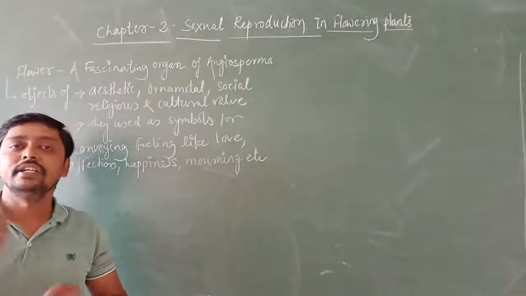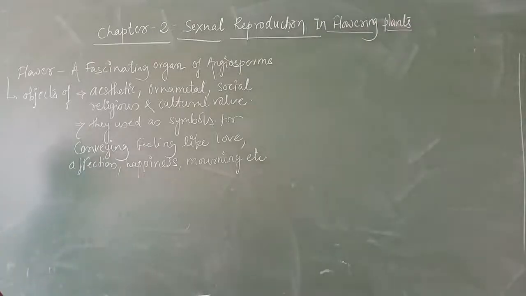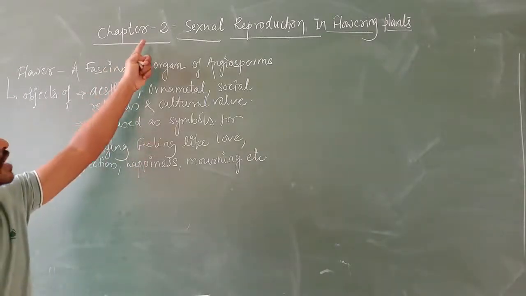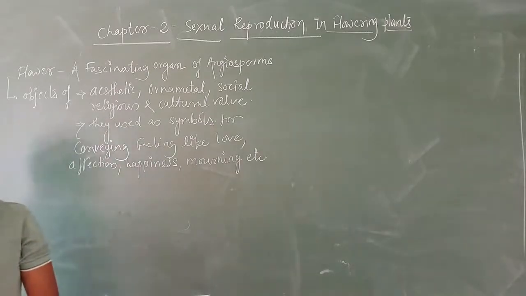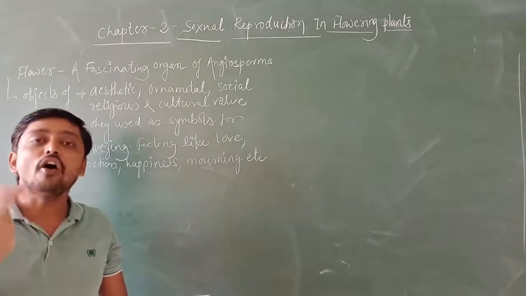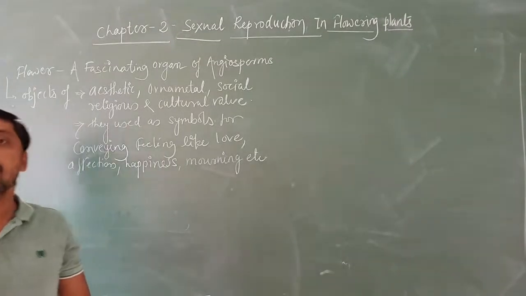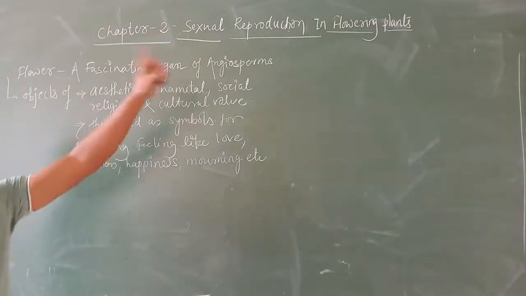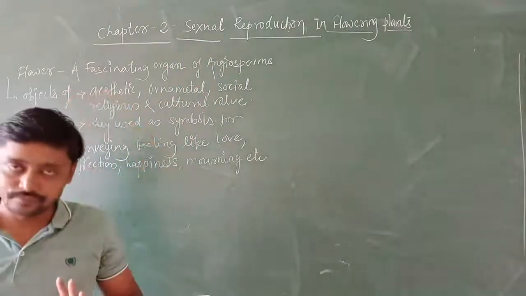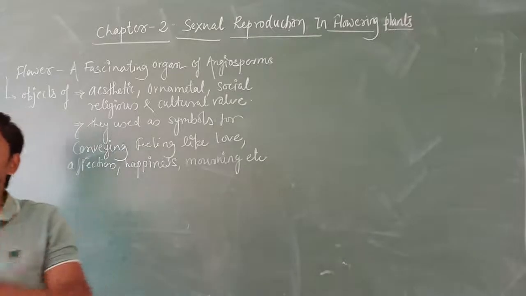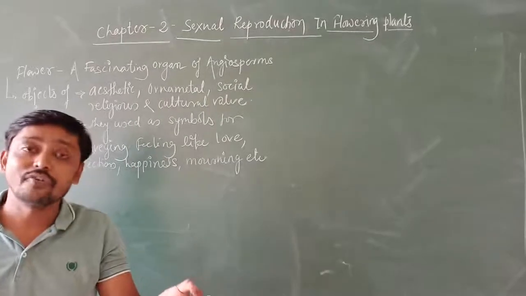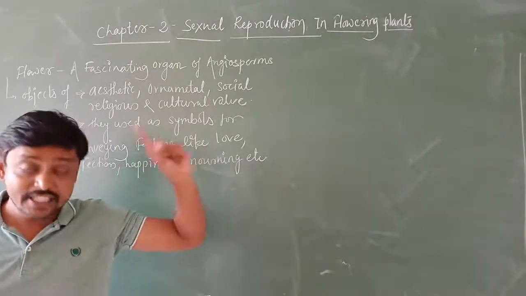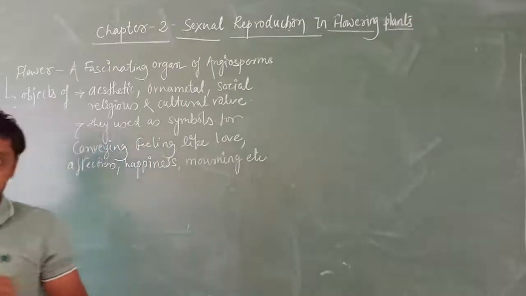There we studied different kinds of examples, in animals as well as in plants, right? So in today's class we are going to start discussing chapter 2, sexual reproduction in flowering plants. In this chapter, we are going to focus mainly on the sexual reproduction of flowering plants. Flowering plants come under the angiosperms. In first year, you studied bryophytes, pteridophytes, gymnosperms, angiosperms like this. These flowering plants are the higher plants.